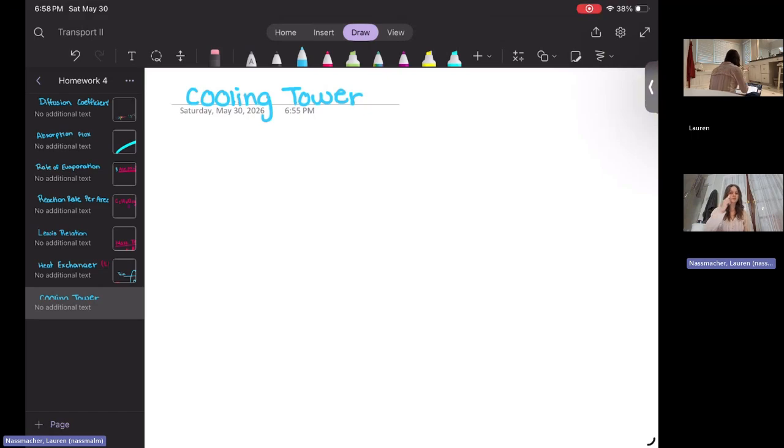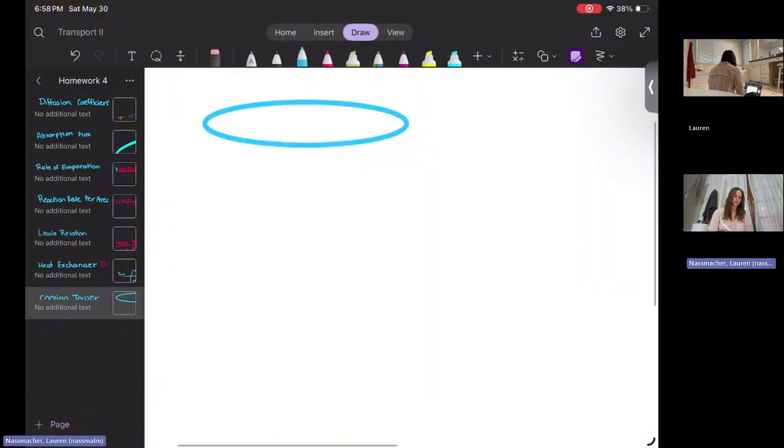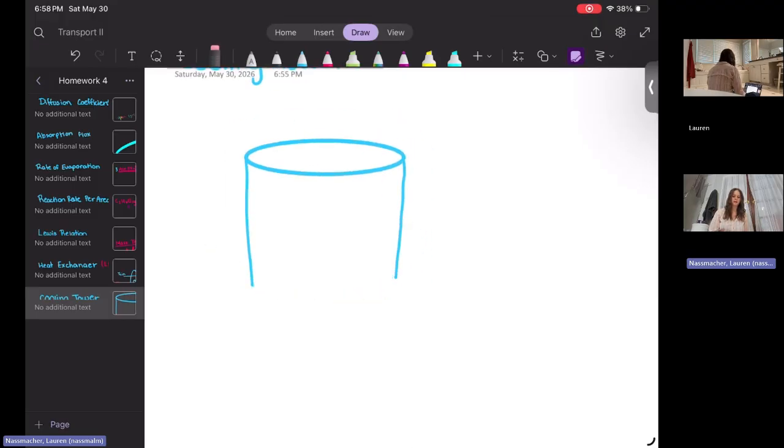Using the energy balance as well as the Lewis relation, we're going to try to find the water and the air temperature as well as the concentration of the water in a countercurrent cooling tower. So if we draw that cooling tower, just to get an idea of what we're working with, because this one's countercurrent, the water and the air are going to be traveling in different directions. Counter, different. So our water will enter the cooling tower.